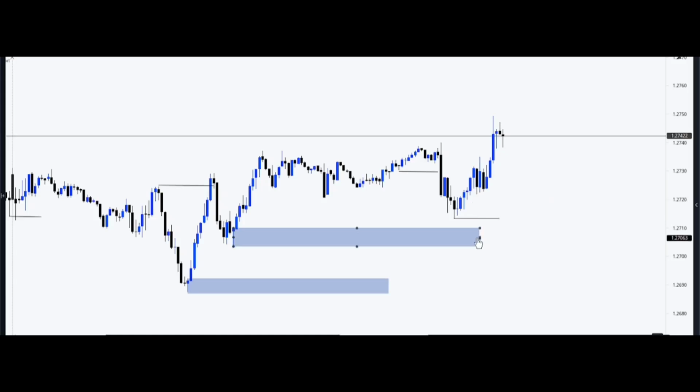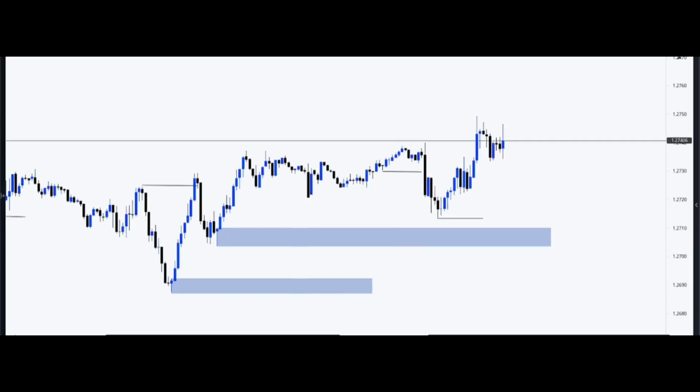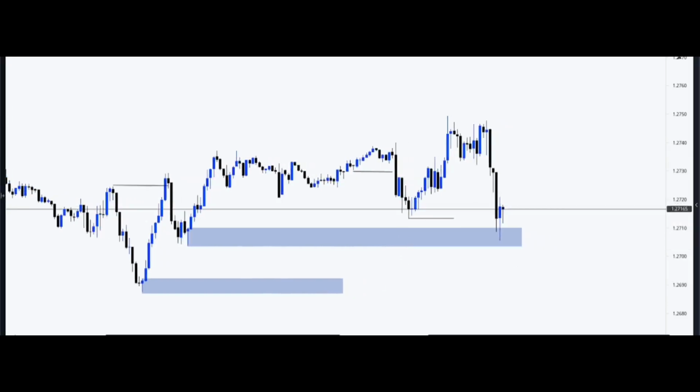Our area of interest is still very valid here, this one. Very, very valid here. These two areas of interest. But this one is more probable than this. Okay, so price has tapped into our area of interest now. So we want to go long from there.